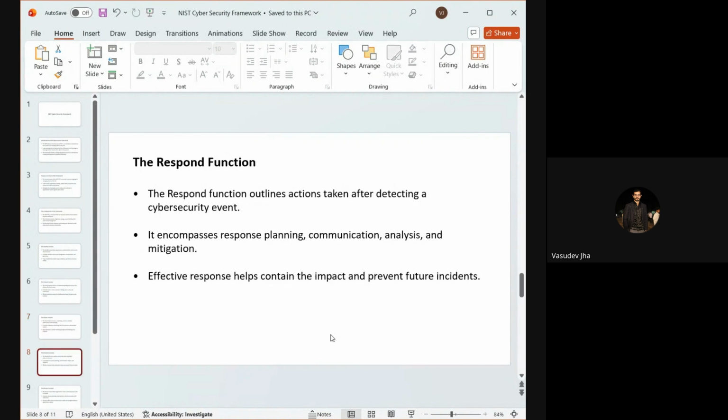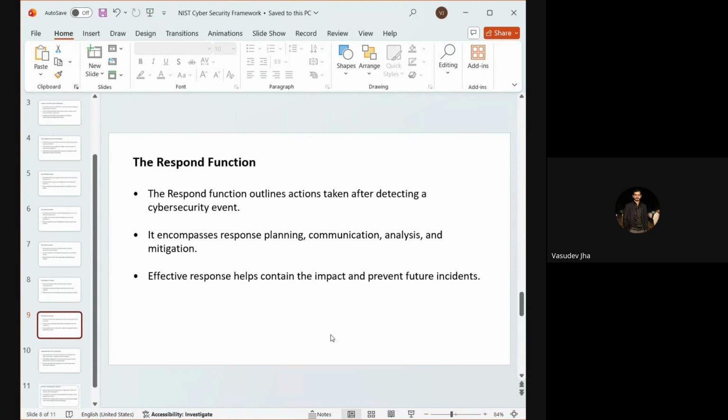Then we have the respond function. The respond function outlines actions taken after detecting a cybersecurity event. It encompasses response planning, communication, analysis, and mitigation. Effective response helps organizations reduce the impact and prevent future incidents.